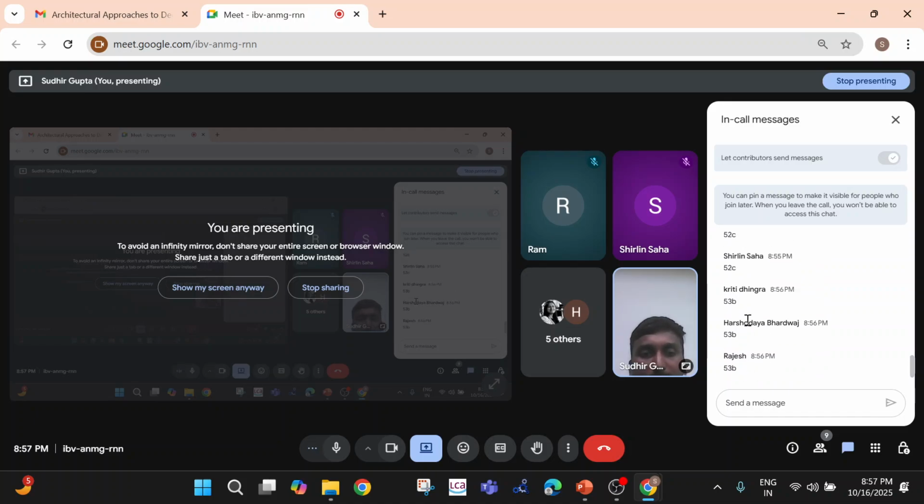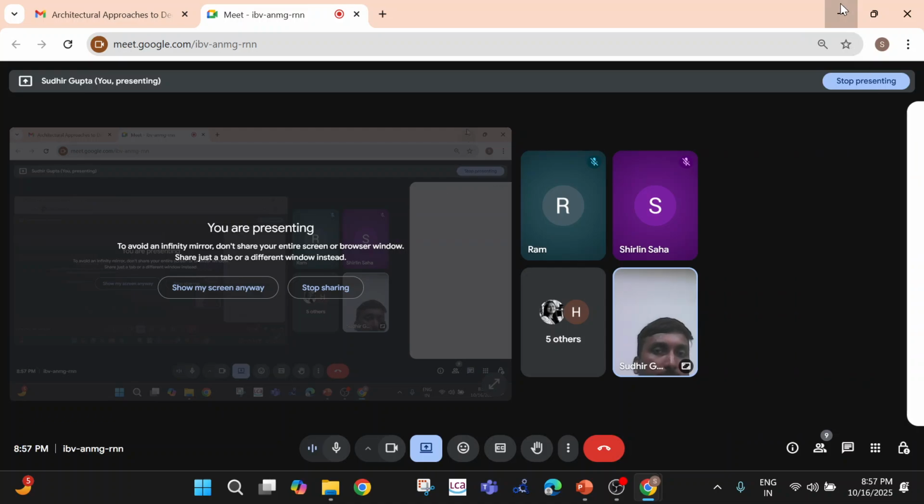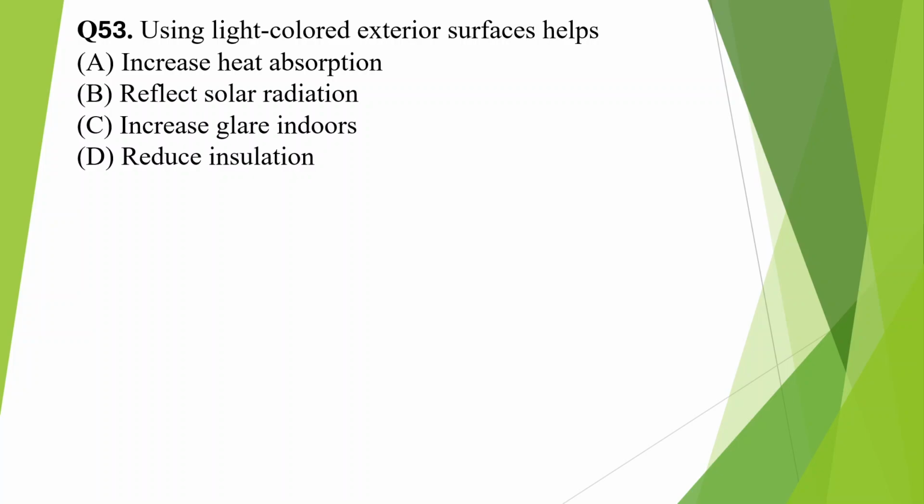I am quite, I should say, surprised and quite happy at the same time. Surprised to see that all of your opinions are the same all the time, and happy to see that all the time all of you are giving the correct answer. Yes, guys, the correct answer for question number 53 is option B. Utilizing light colored interior surfaces will help you reflect solar radiation, and this light color will reduce the surface temperature, and overall it will help you reduce the cooling demand. So all of you have given the correct answer.